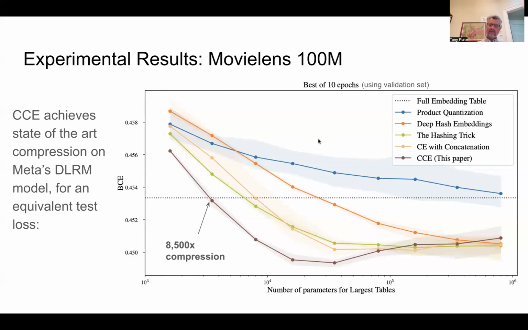Okay, thanks. All right, let's check if we have more questions. Anybody? This is wrong, by the way, where it says MovieLens. This was actually the Kaggle Criteo data set. It's a different one, a larger data set than the MovieLens 100 million. I don't know why, I just miswrote that.